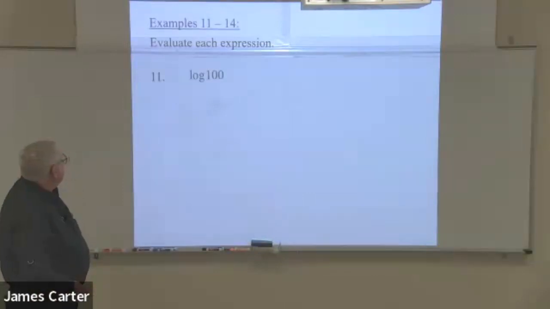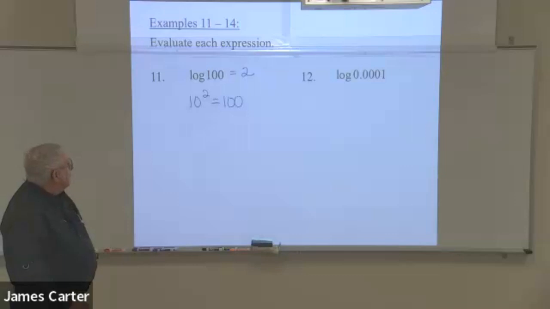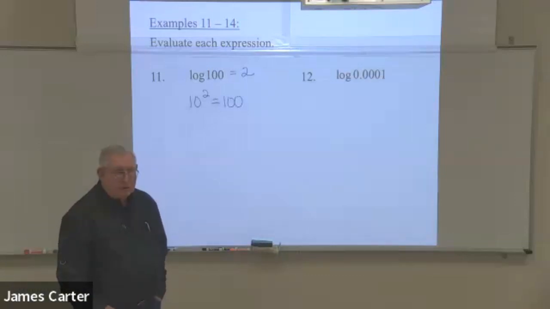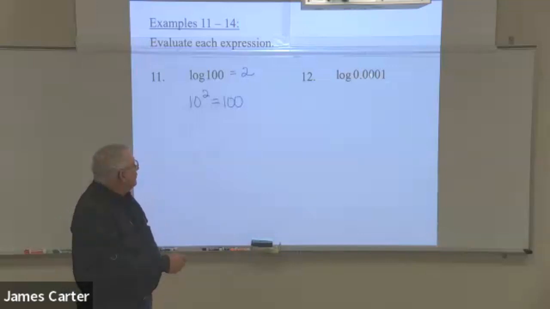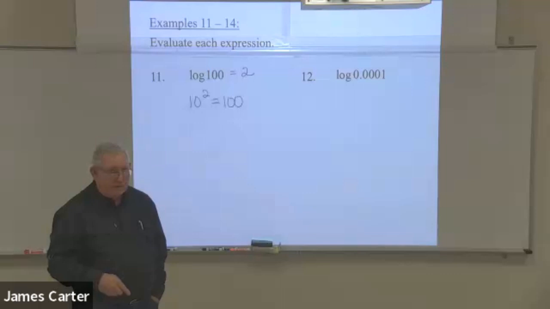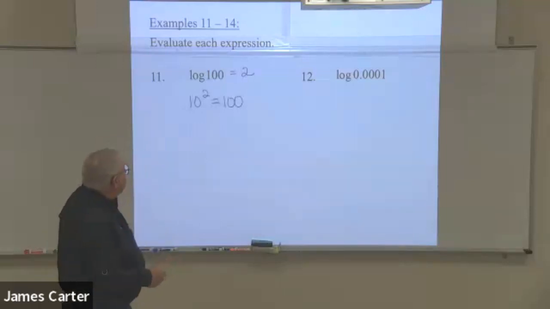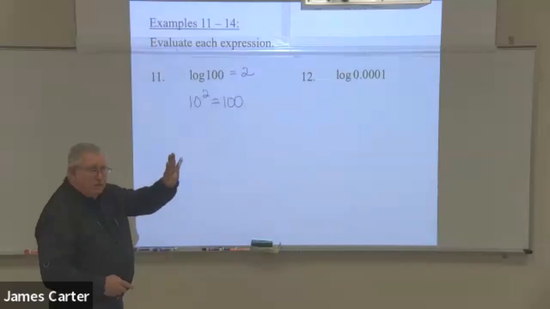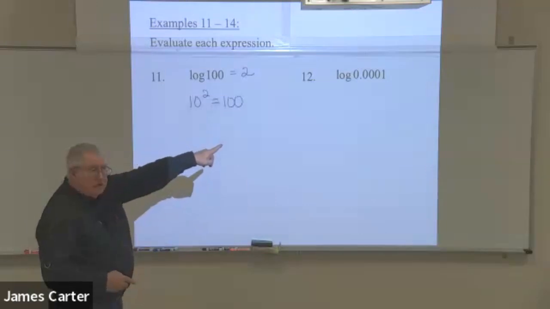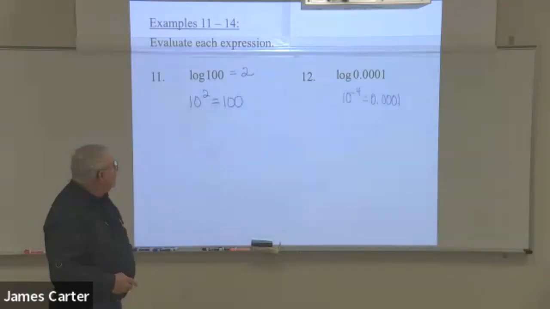Okay. Now, what is log of 100? 2. Because 10 to the second is 100. What's the log of 0.0001? Well, that's 4 digits behind the decimal, which is the same as 1 over 10,000. Okay. So 10 goes into 10,000 4 times, but because it's a decimal or a fraction, it's a -4.